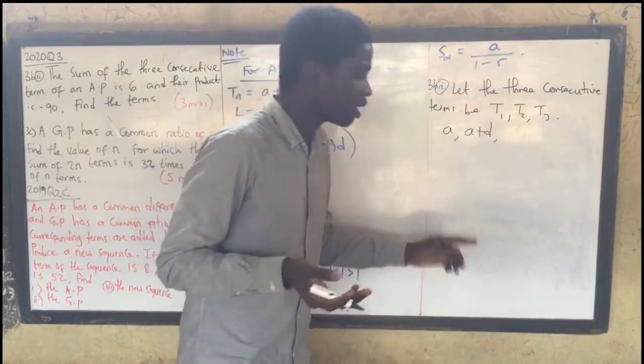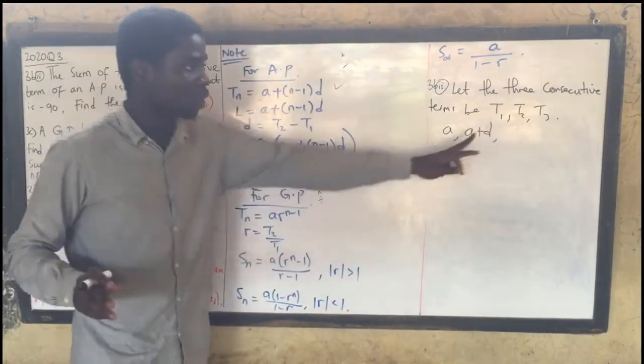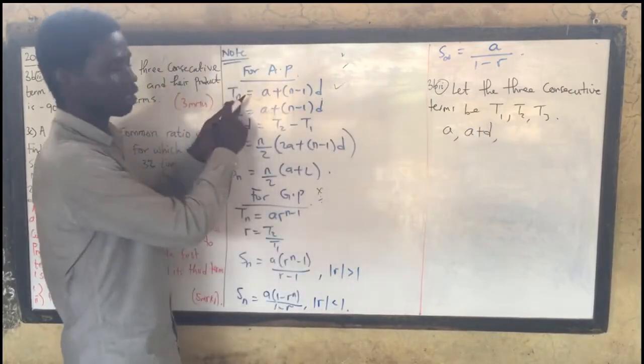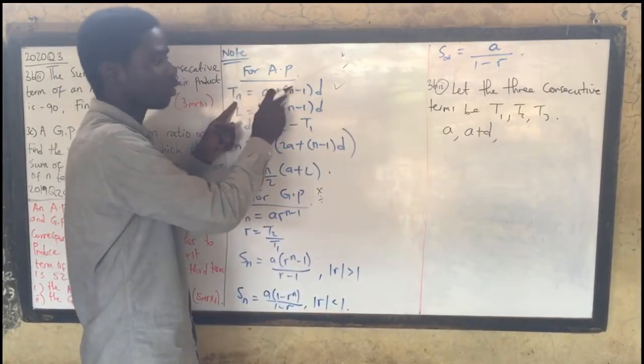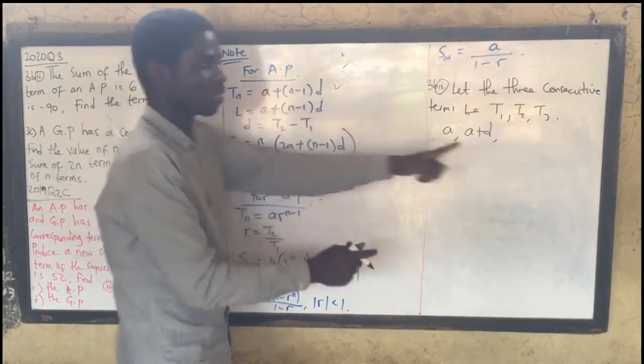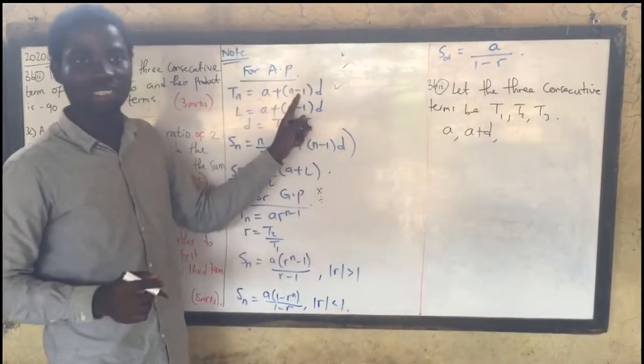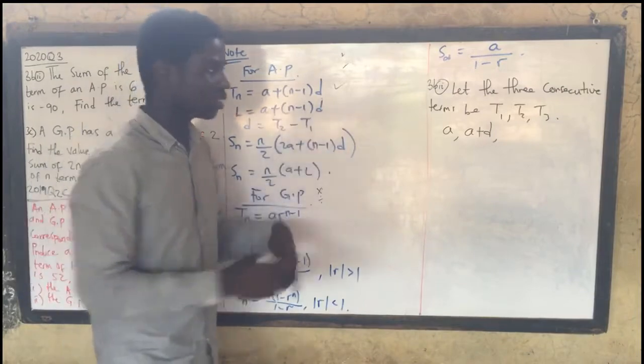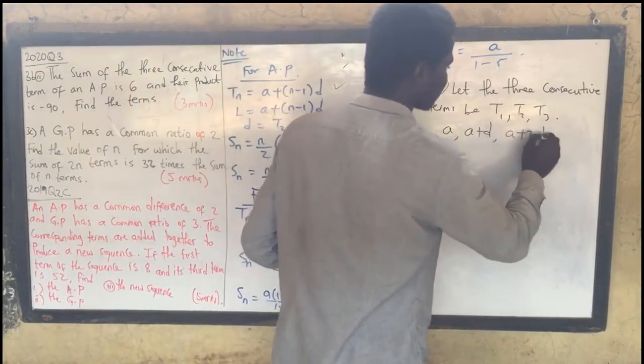They are adding something. So if you don't understand how I got A plus D, you just put T2 here. That means n is 2. A plus 2 minus 1, 2 minus 1 is 1, A plus 1 times D. So that's A plus D. Then T3 will be what? A plus 3 minus 1, A plus 2D. So this is A plus 2D.